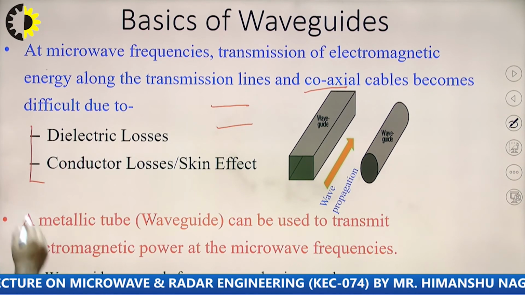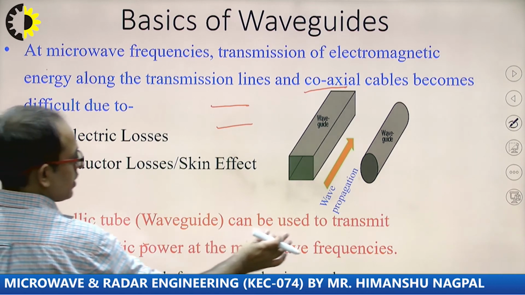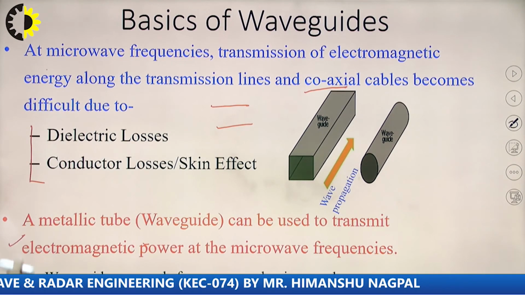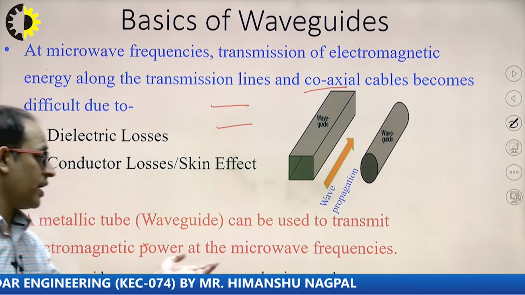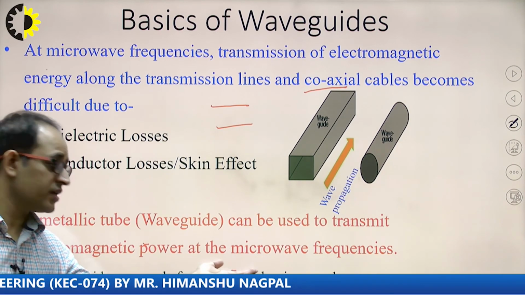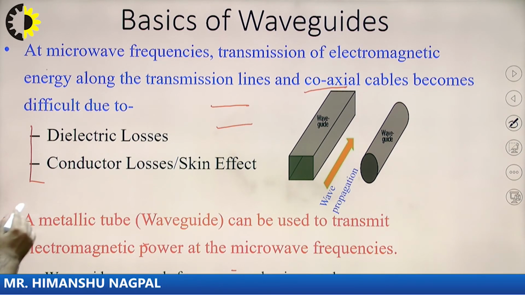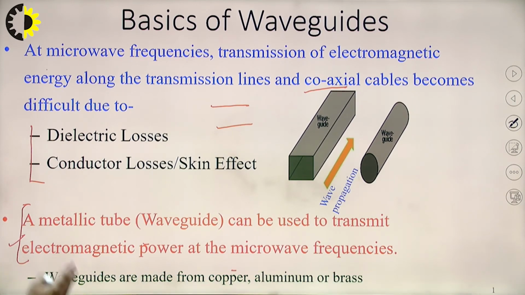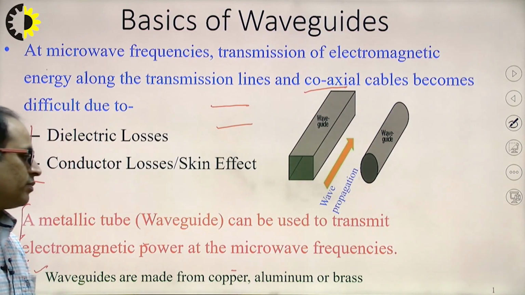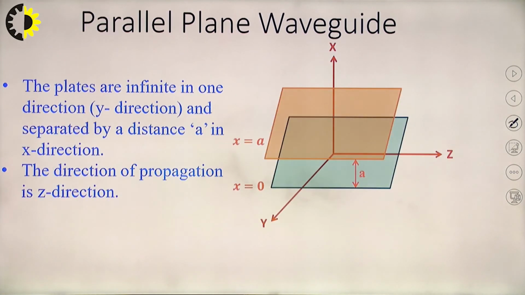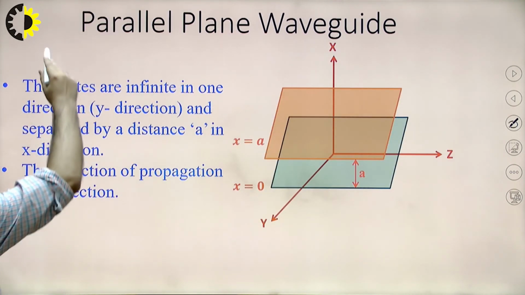A waveguide is a metallic tube that we use to transmit electromagnetic power or electromagnetic signals at very high frequency, that is microwave frequency. This is another way to transmit the electromagnetic signal at high microwave frequency from one point to another point, and these waveguides are made from copper, aluminium or brass. Now, what is a parallel plane waveguide?